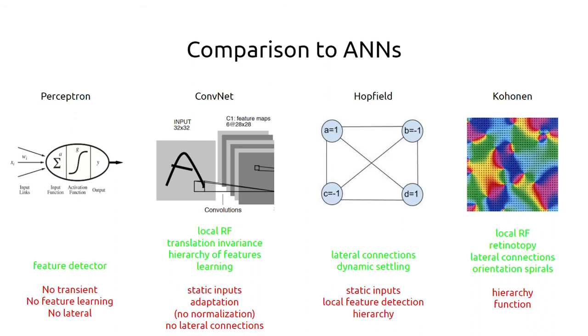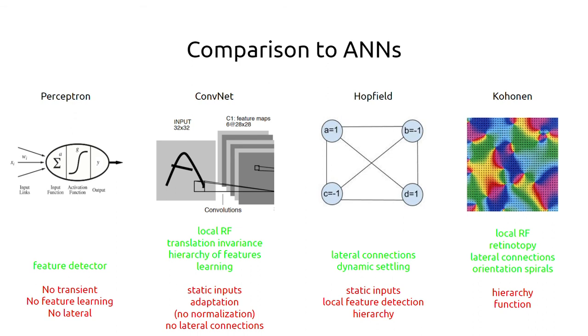With the Hopfield networks, the Hopfield networks and the Kohonen networks are the only artificial neural networks we've talked about that are using lateral connections. And the Hopfield network also has a very good thing: this is about dynamics. We're going to feed in an input, then we're going to wait a while and see what it settles down into. But it's feeding in static inputs, and it doesn't really have any sort of hierarchy, or really any sort of extracting of more interesting features from other ones.